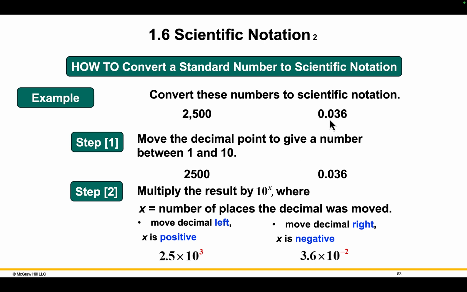But with this 0.036, I would say, okay, I move it 2 spaces to the right, and so that's where this -2 comes from, and I had to move it 2 spaces to get a number between 1 and 10.